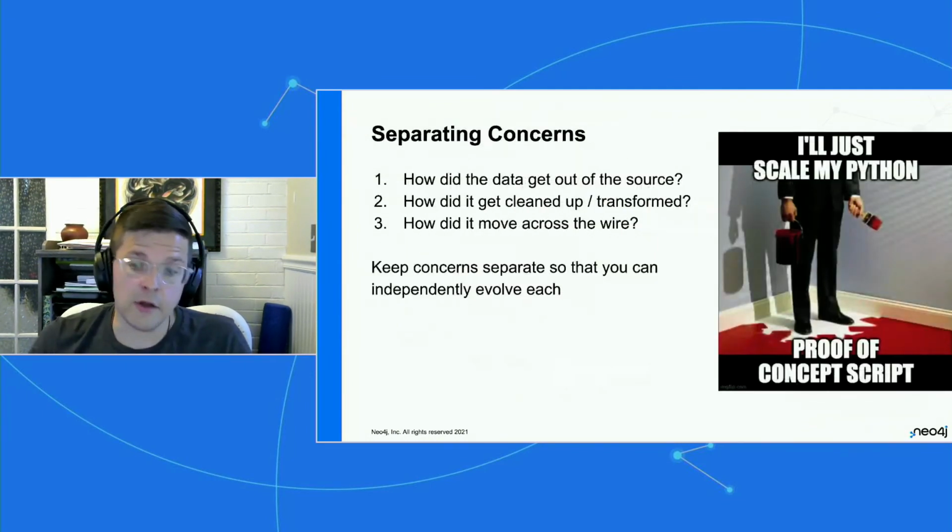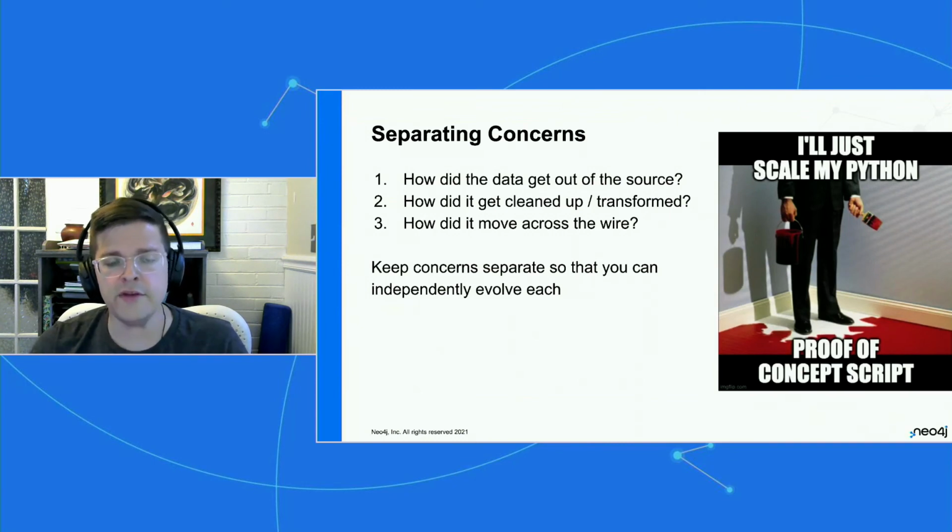The key thing in all of this to future-proof this is to separate concerns. Again, we got three key questions, and we really, really want to try to keep them separated. One is, how did the data get out of the source? The second is, how did it get cleaned up and transformed? And then the third is how it actually moved across the wire and what protocol you used and so forth. The reason it's so important to keep these concerns separate is so that you can independently evolve each.